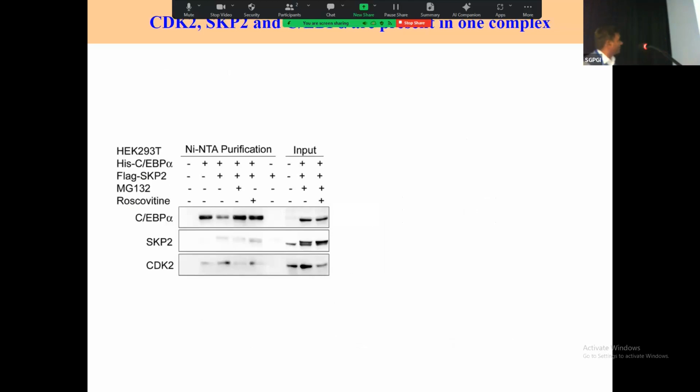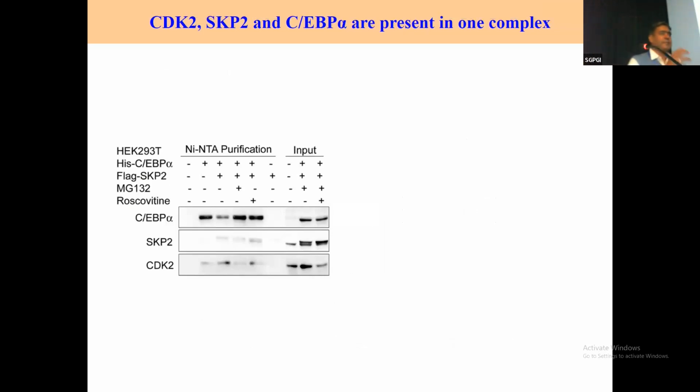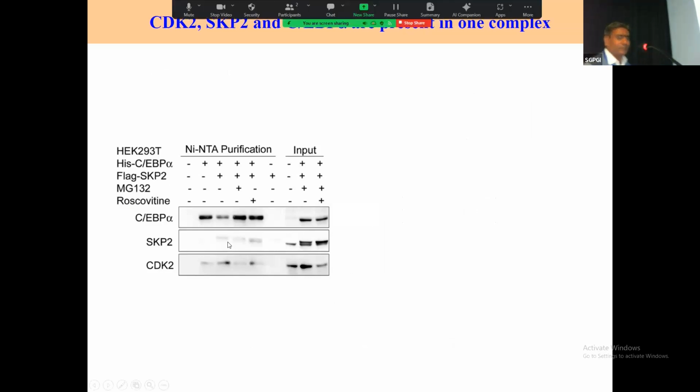We further confirm, it is not clear here, that CBP alpha, CDK2 and SKP2 are present in the same immune complex through co-IP. While it is not clear here, you can see the bands are there in this condition. I'm really sorry for this because it is not clear here.